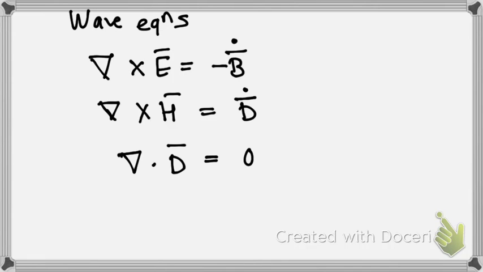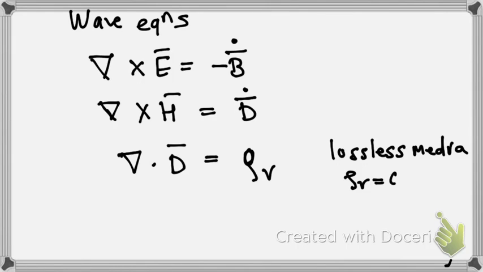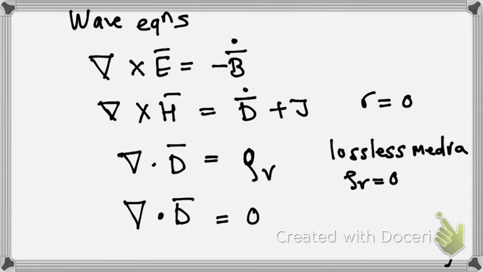But for time varying fields it was rho v. But for lossless media, as rho v is also 0, therefore this del dot D will become 0. Here also there was J present, but for lossless media as sigma is equal to 0, this J will also become 0. So it will be only D bar dot. So we are going to derive equations for lossless media.